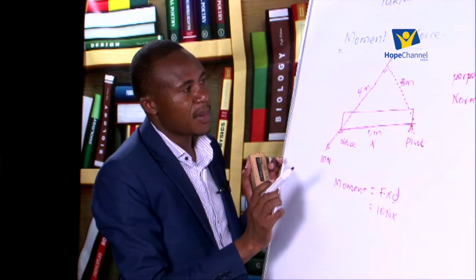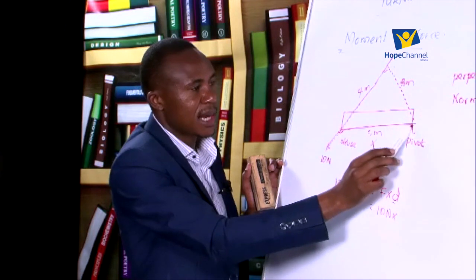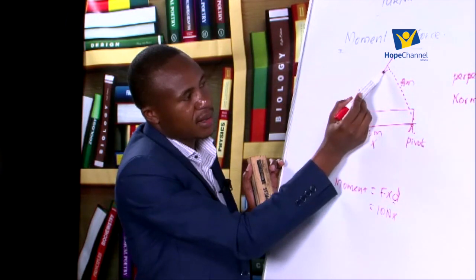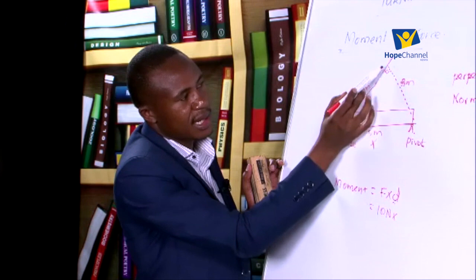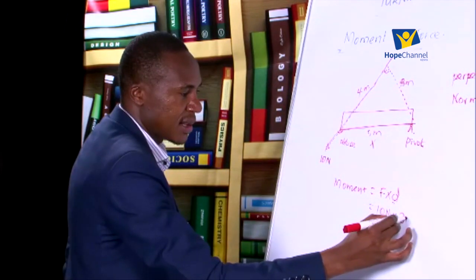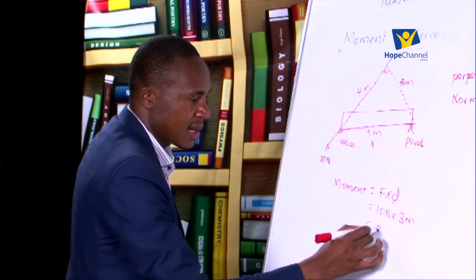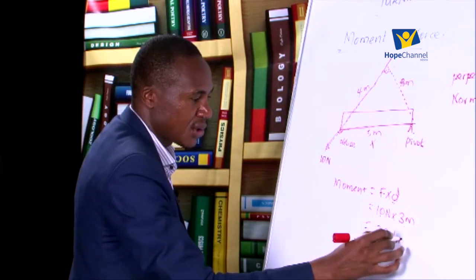So then, the perpendicular distance between the line of action of the force and the point of support, that one, will be, if that is 90 degrees, then we need this one here, 3 meters. So we shall have times 3 meters. So we have 10 times 3, we get 30. So the answer becomes 30 newton meters.